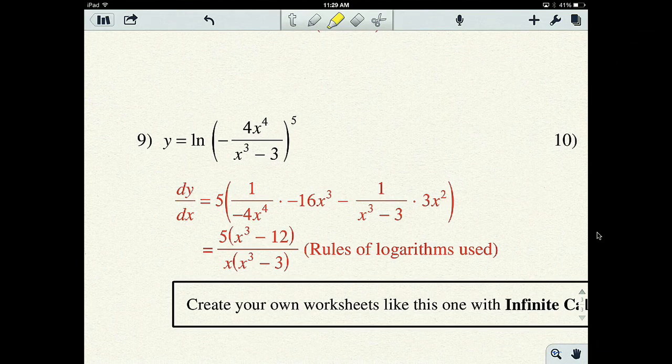I know some of you that did your videos are like, how the heck did they get that part? And it says rules of logarithms used. That's how they did it. They made it simpler for themselves. So just as a rule of thumb, remember, for these types of problems, if it's too difficult, takes too long, you're doing too much work, you're probably doing something wrong, or there's probably an easier way to solve it.